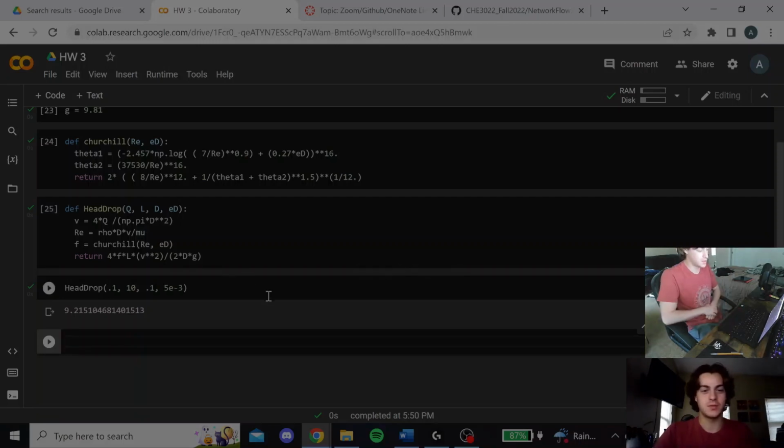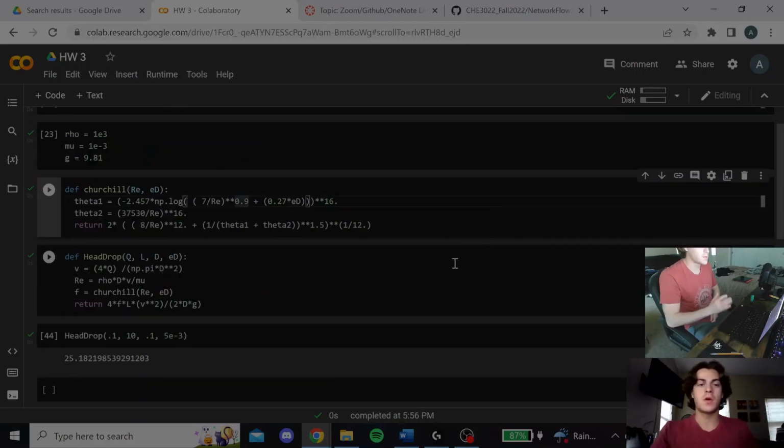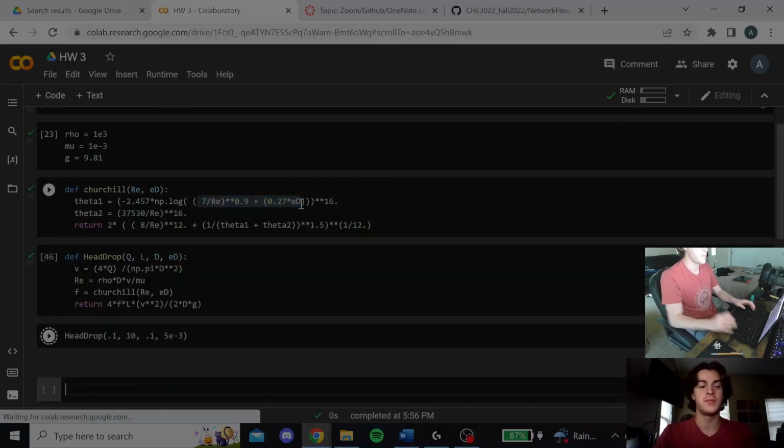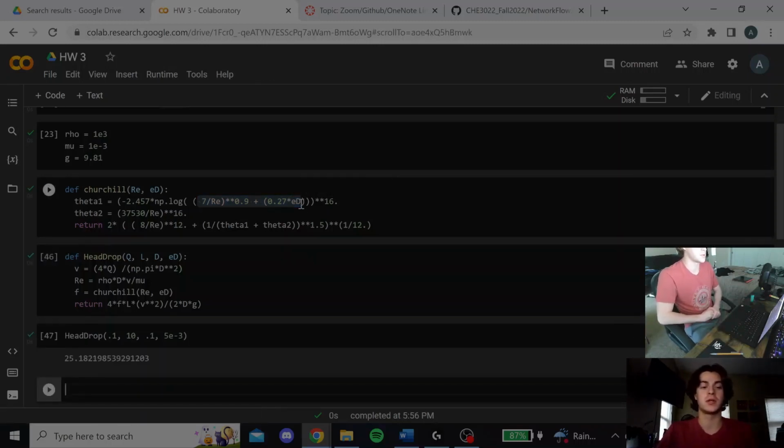Let's see, what is my issue here? All right, so after a little bit of troubleshooting, I had an error in computing theta 1 for Churchill's equation. This expression was supposed to be all in the log, and because of the way my parentheses were, it wasn't. So I went ahead and fixed that, and now our head drop function works as it's supposed to.